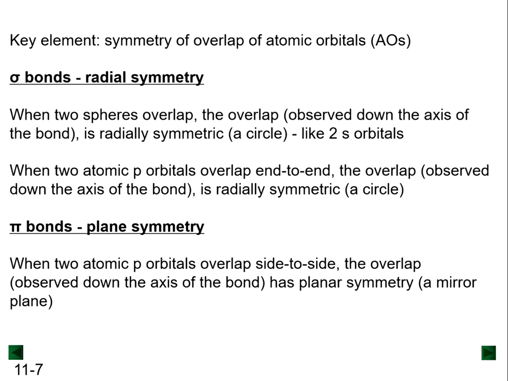We'll see later on we're going to have what we call pi bonds. So if you have a double bond, you'll always have one sigma bond and one pi bond. You can't have two sigma bonds in a double bond. You have to have one sigma and one pi. And for a triple bond, you'll have one sigma, and then you'll have two pi's, but the two pi bonds will be in different planes. So the pi bond shows planar symmetry. And this would occur if you took two p orbitals and overlapped them side on. And then if you look at the overlap region, that would have a mirror plane symmetry.